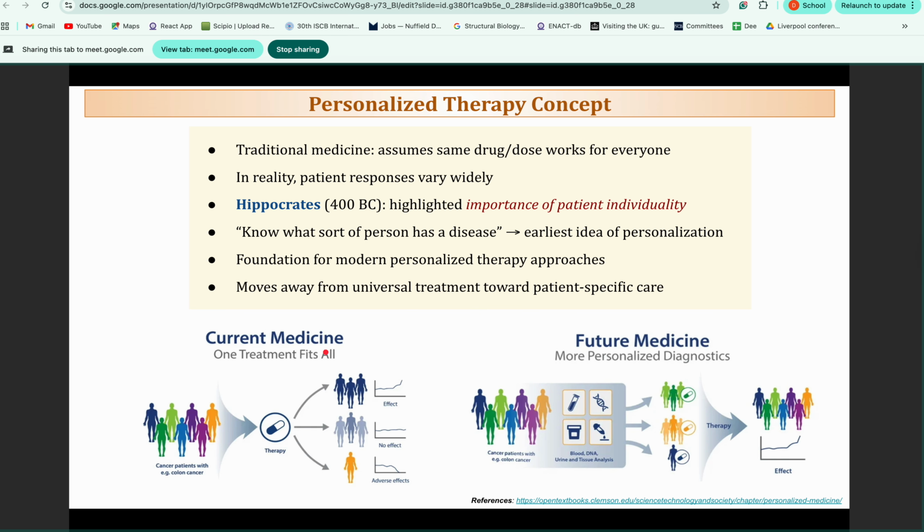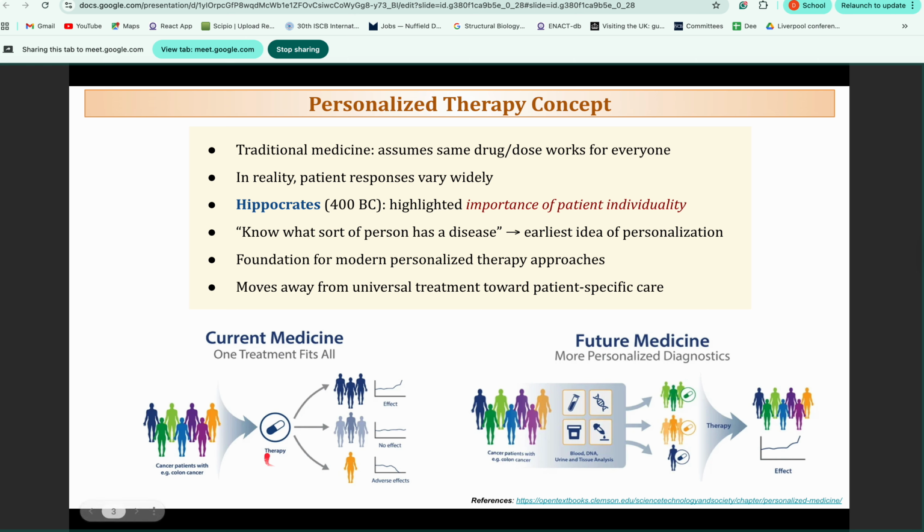So this is the comparison between the current medicine and the future medicine. These are cancer patients who are suffering from colon cancer, and it has been observed that the therapy was given to all of them. These patients can be divided into three groups. In one group, the effect could be visibly seen, that this drug was showing some effect, either curing the patients or some kind of effect could be observed. Then comes the second group, in which there is no effect of this drug. Then comes the third group, in which there are adverse effects.